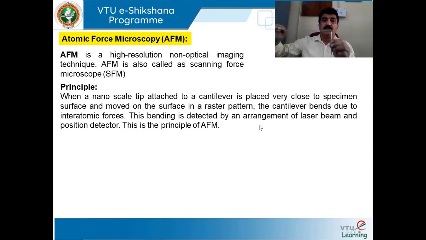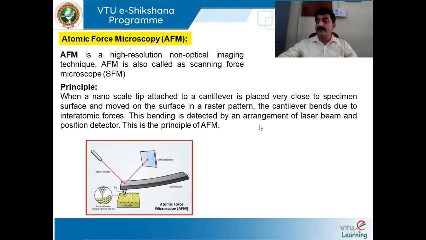If there is more force, more vertical down movement. If there is no force, no movement. If there is a hump, it pushes up. So these vertical movements are detected with the help of a laser and a detector. This is the working principle of the atomic force microscope.